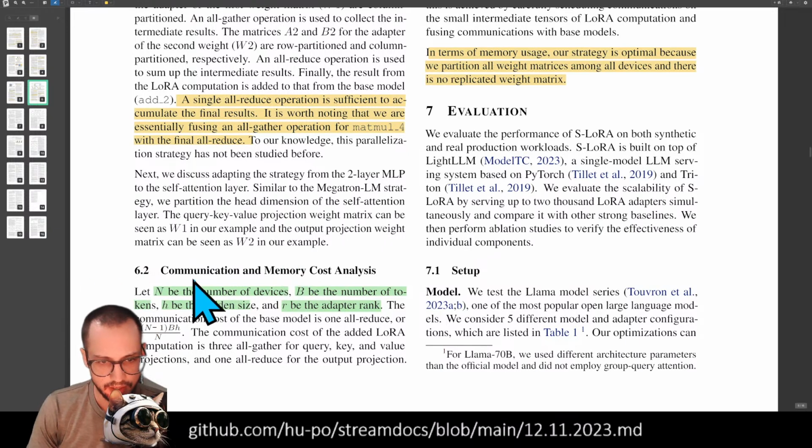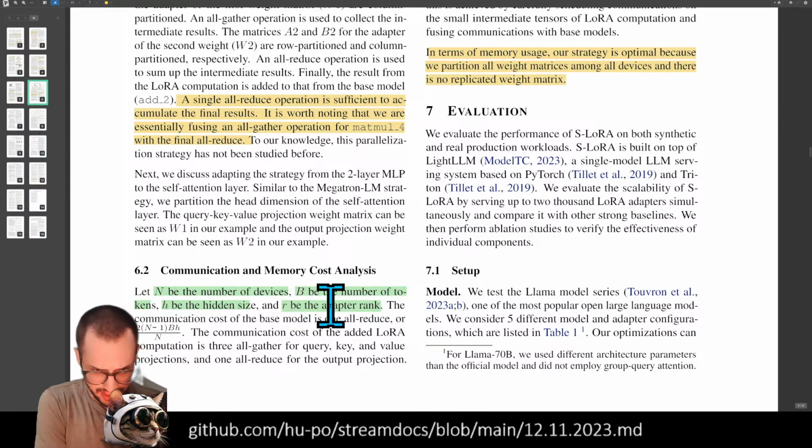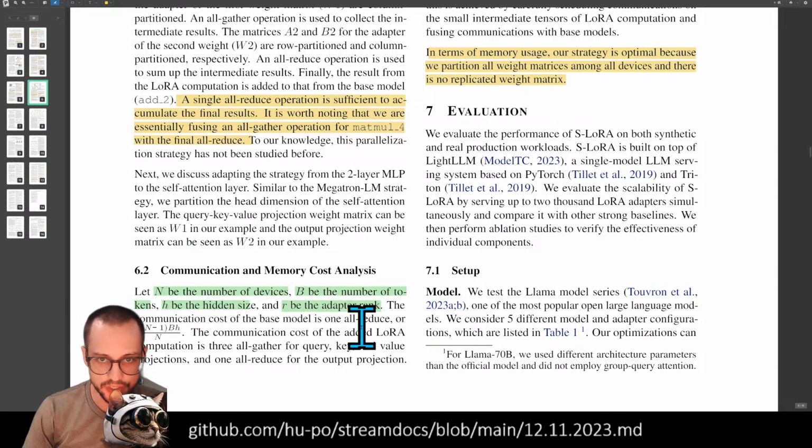Okay. Communication memory cost analysis. N_B is the number of devices, B is the number of tokens, H is the hidden size, R is the adapter rank. The communication cost of the base model is one all reduce, or 2 times blah blah blah.